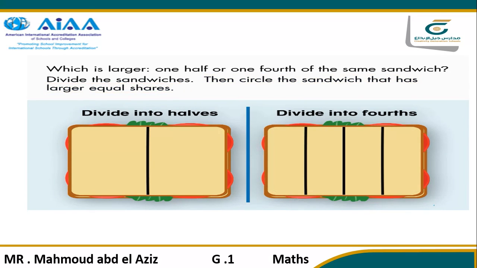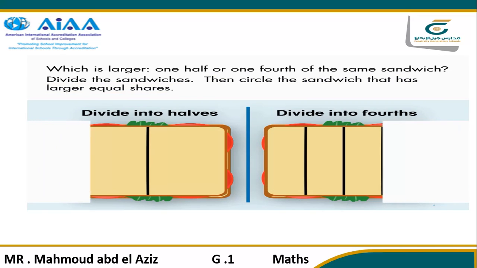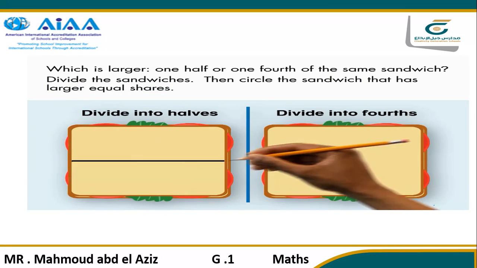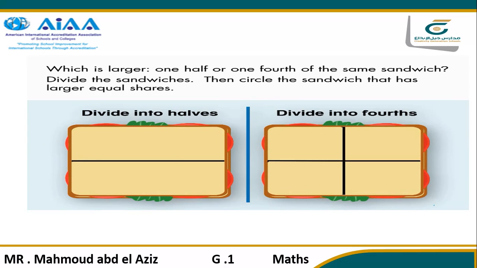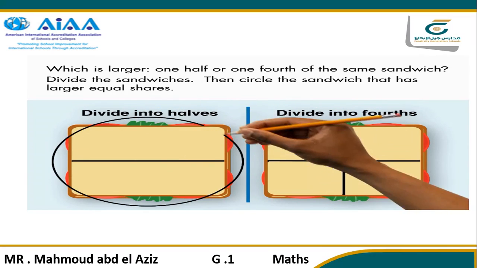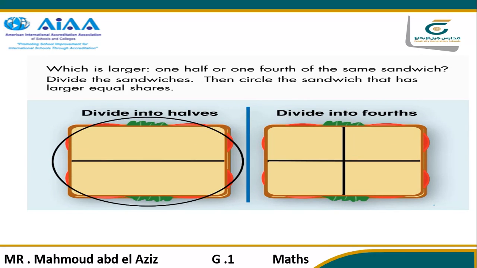If these students have difficulty reasoning about the size of the shares, have them cover all but one share of each sandwich. Then ask guiding questions, such as, what do you notice about the size of these shares? If you wanted the larger piece, which would you take? 1/2 of the sandwich or 1/4? Listen and look for other students who divide the sandwiches correctly, and then go on to recognize that the sandwich divided into halves has larger equal shares.